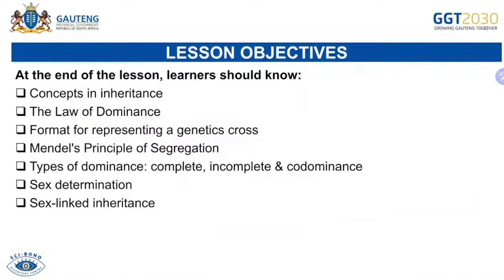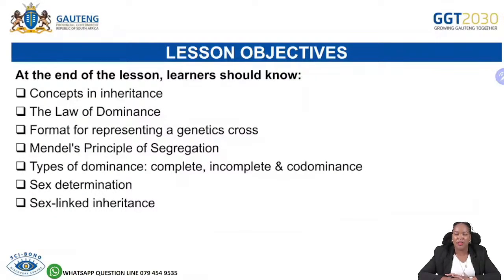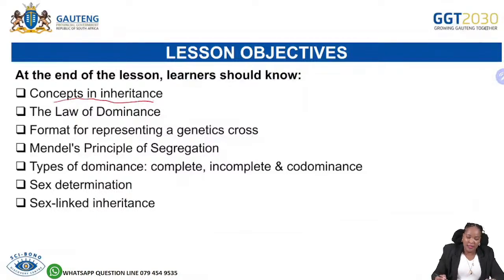So, we want to check what are the objectives that you need to achieve at the end of this lesson, or what it is that you shall know at the end of this lesson. So you must be able to know the concepts in inheritance. Now, genetics as a new topic to you comes with a lot of terminology that is new to you as a life sciences learner in grade 12, but you will see some terminology you will remember from grade 10 or grade 11. However, you need to learn these concepts in inheritance and how they work.